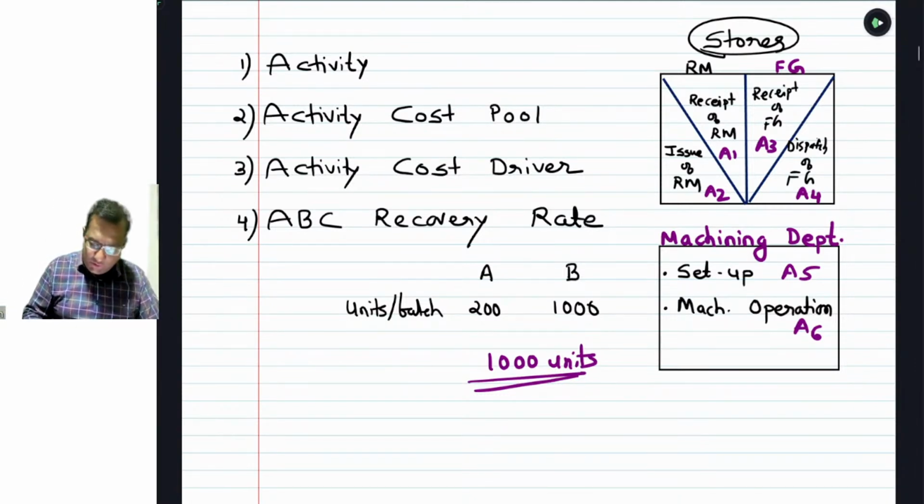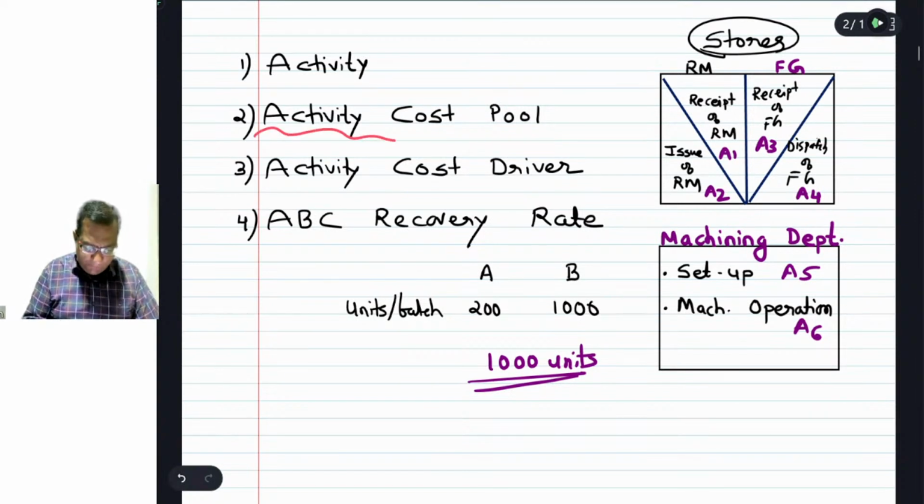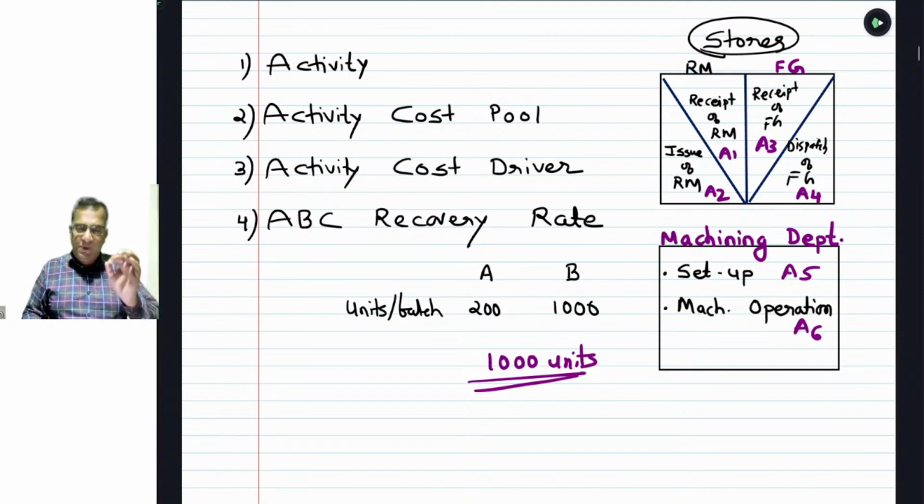Okay, now what do you mean by activity cost pool? The answer is very simple, beta. Pool means collection of indirect cost. Collection of indirect cost of that activity is known as activity cost pool. Simply in Hindi, beta, the cost of the activity, the overhead cost of that particular activity, is known as activity cost pool. Nothing technical, it is very simple. The cost of that activity is known as activity cost pool.